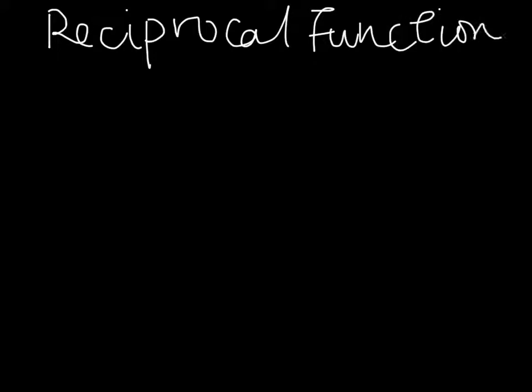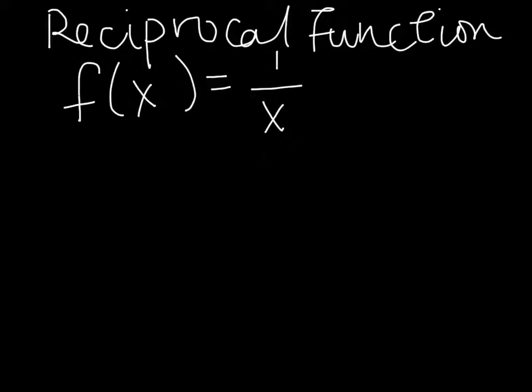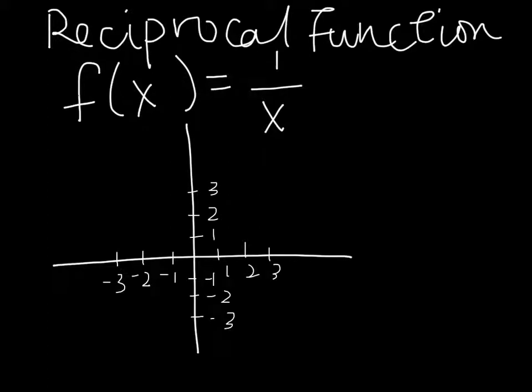The reciprocal function is a little weirder. Like you might have deduced, reciprocal of x, 1 over x, is the function. So let's plug in points. If x were 1, 1 over 1 would be 1. So there's a point here at 1, 1. If x were negative 1, 1 over negative 1 would be negative 1. So there's a point here at negative 1, negative 1.